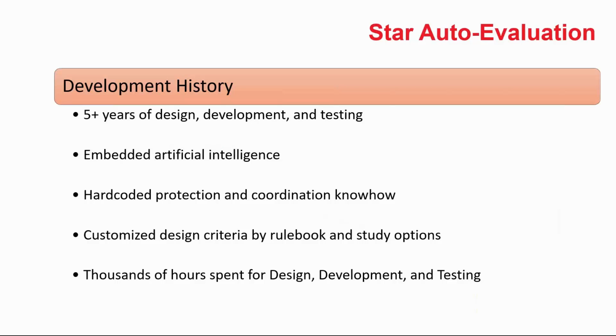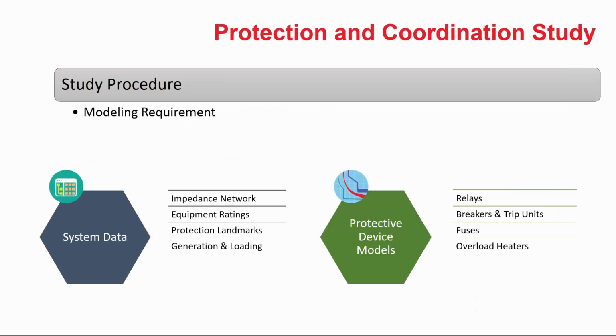Starting with the protection and coordination study procedure, naturally the first step would be to model the system. The minimum requirement for modeling any system to do the protection study is to start with the impedance network. It means you create a one-line. You fill in the required data for each of the impedance elements, like the cables and transformers, putting in the ratings, and then filling in the protection landmarks.